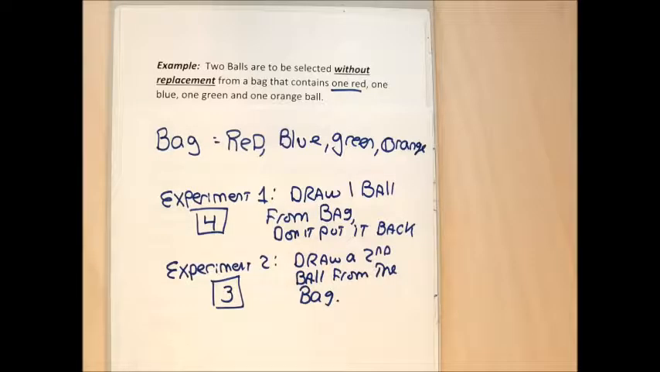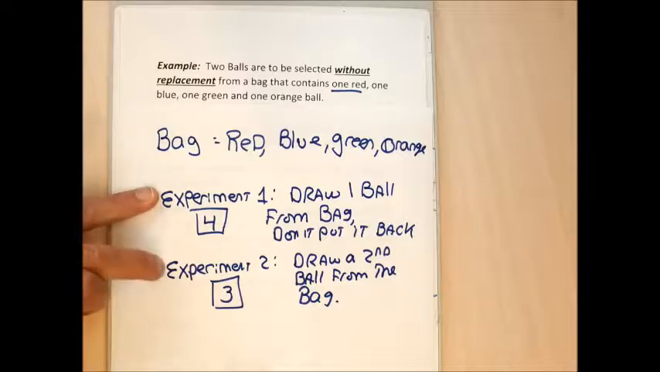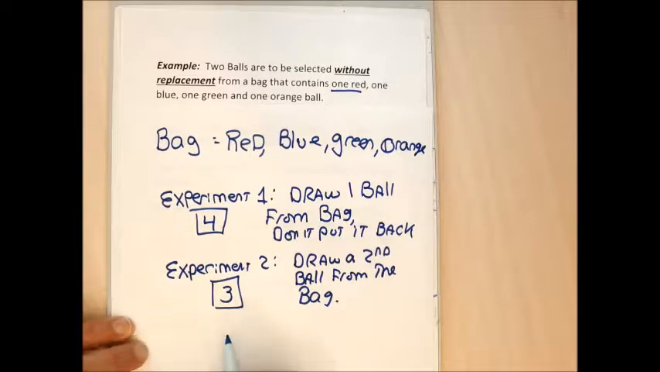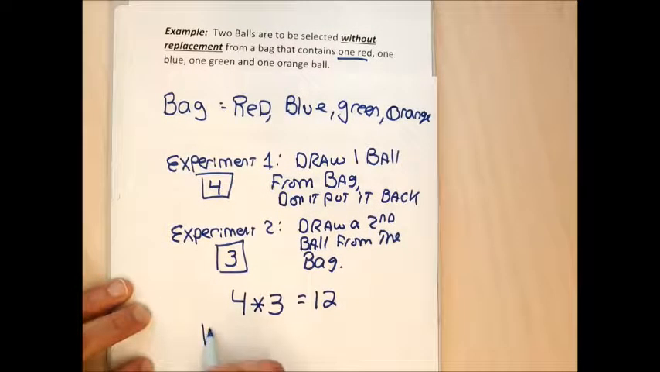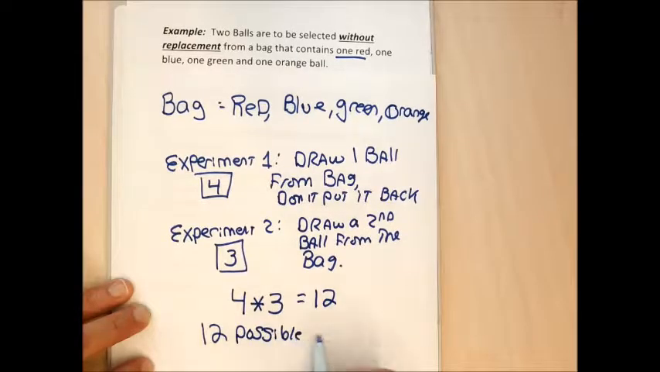So the counting principle will tell me the number of ways that I could do experiment 1 followed by experiment 2 is the 4 outcomes that are possible for experiment 1 times the 3 outcomes that are possible for experiment 2. The counting principle says there's 12 possible outcomes.